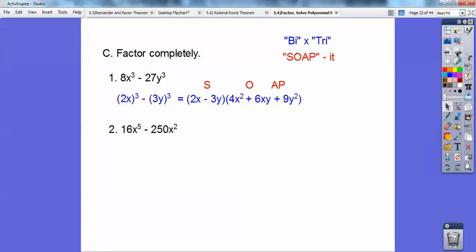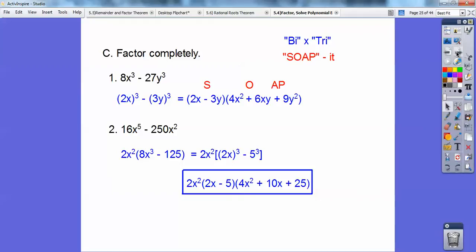All right, so try it with this one. I'm going to GCF a 2x squared out of both of those, and then recognize those are differences of cubes again. So then bi times tri, and then SOAP it. Then square it out, and you get all of that right there. It works every time, you guys.